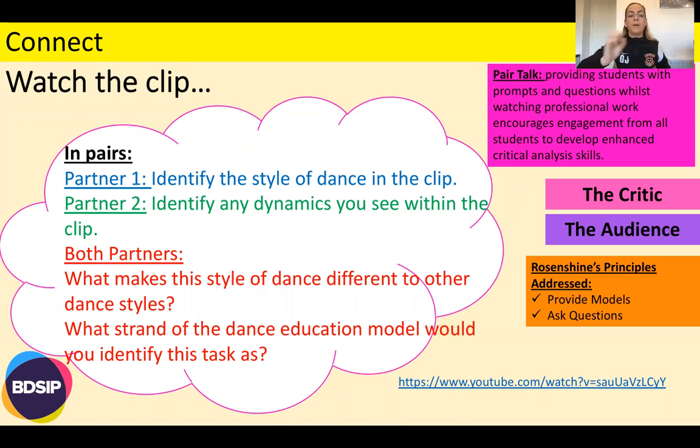Okay, so for both of the partners, they would be thinking, okay, why? So this is a street dance clip that I've given, a hip hop clip. Why is that different to ballet or tap or jazz? How do we know that this type of dance is different to things that we've seen before? And then we know, just from a practitioner perspective, this is really developing their appreciation strand of the dance education model. Okay, so here are the Rosenshine principles that are addressed, and that is provide models and asking questions.